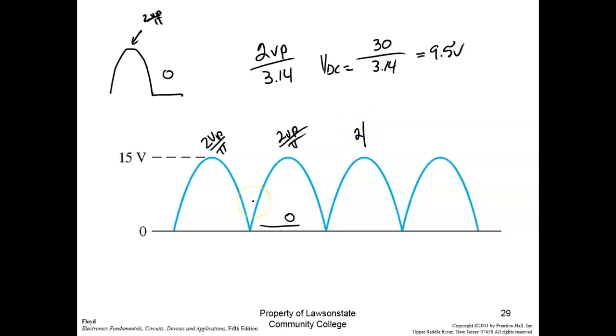So if I added all of them together, I would come up and get 2V peak over pi, right? You understand? So with full wave, we get the 2 V peak over pi. With half wave, all we get is V peak over pi.